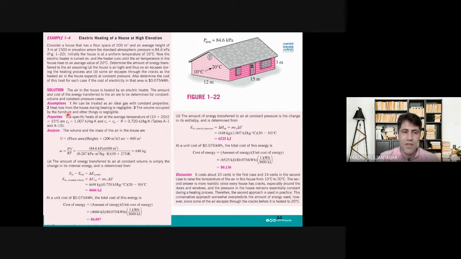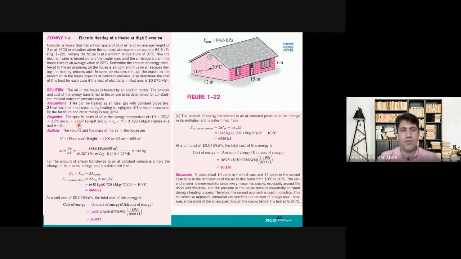But with this assumption, we can neglect the presence of those furniture. It will reduce the accuracy of our calculation, but it is a good assumption because it increases the simplicity of our calculation. Okay, first let's see what are the properties which we have here.